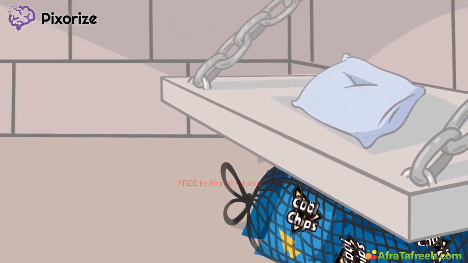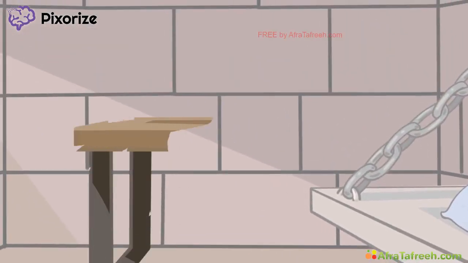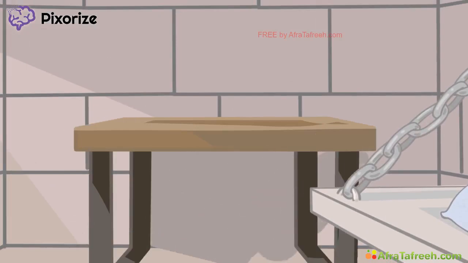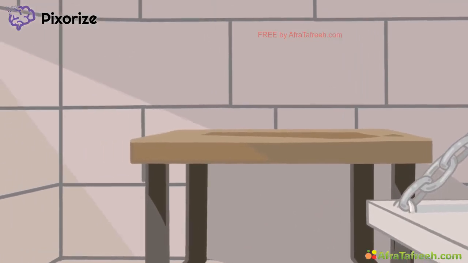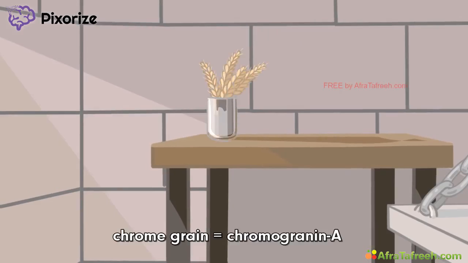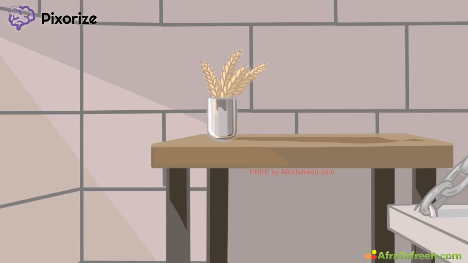Now take a look at the back of the room. See the prisoner's desk? It looks like the prisoner is just about to have breakfast. First, notice the grain in a chrome cup. You can remember this as chrome grain, which should help you remember that small cell carcinoma stains positive for chromogranin A. Most neuroendocrine tumors stain positive for chromogranin A, and you should remember this as a general rule.